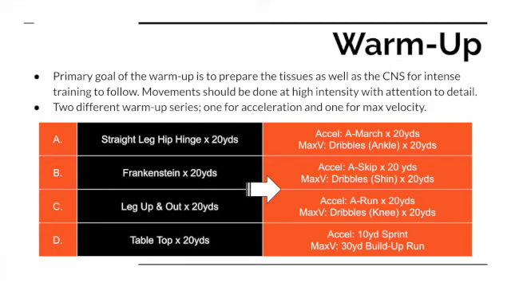Looking at our warm-up, our primary goal is to prepare the tissues as well as the central nervous system for intense training to follow. All of these movements should be done at a high intensity with attention to detail. So we have two different warm-up series. One of them is for acceleration, the other one is for max velocity.